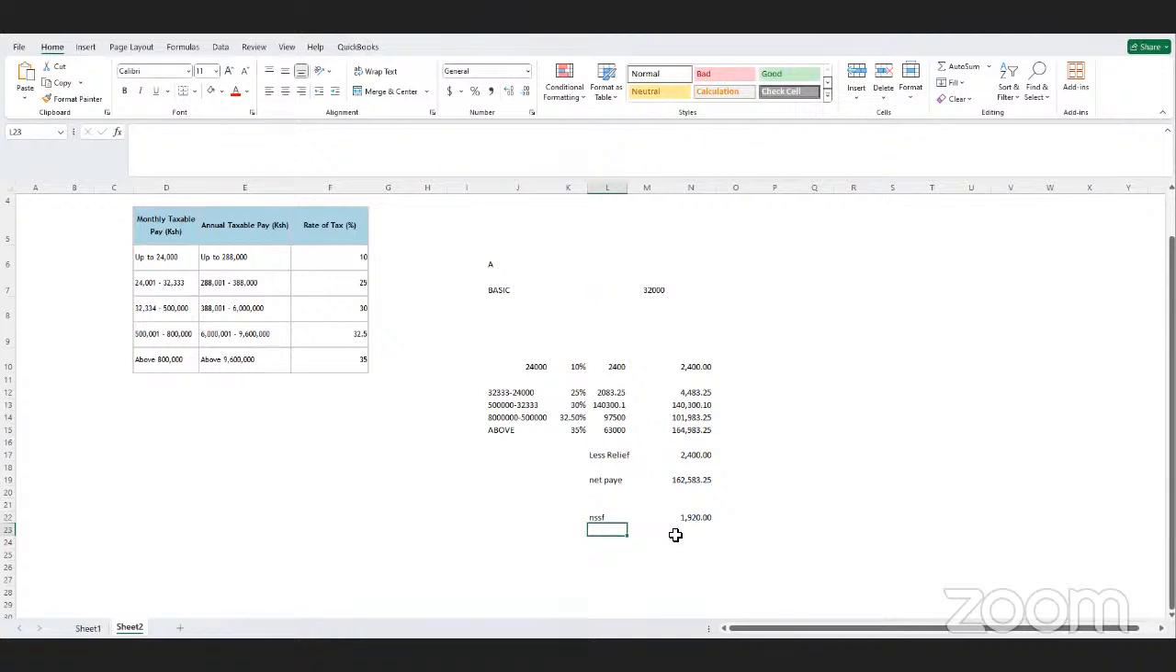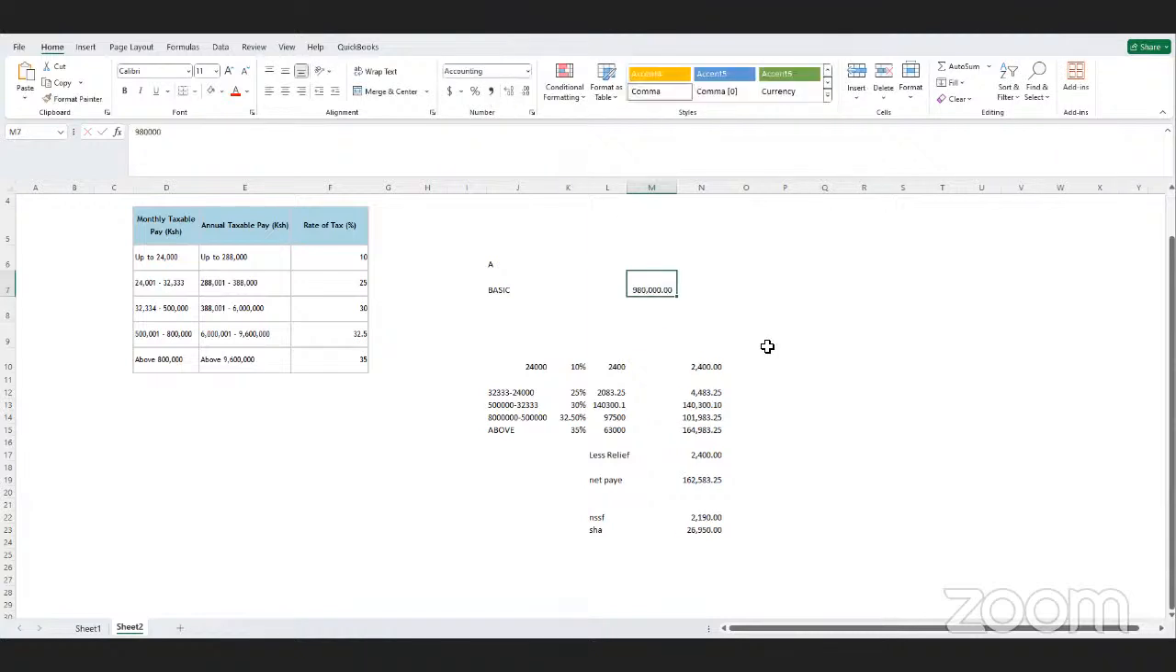And then for SHA, the rate is 2.7%. So that will be 2.7% of the salary, our basic salary here, but this was 880,000. It should come to that.